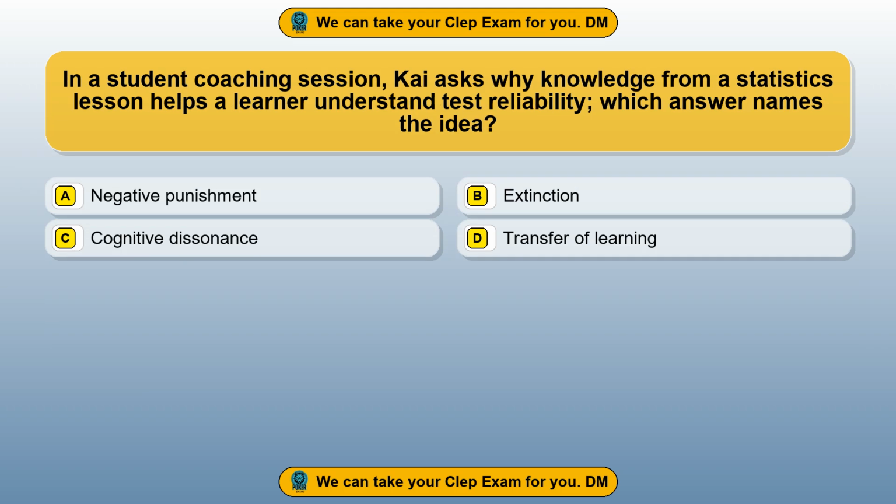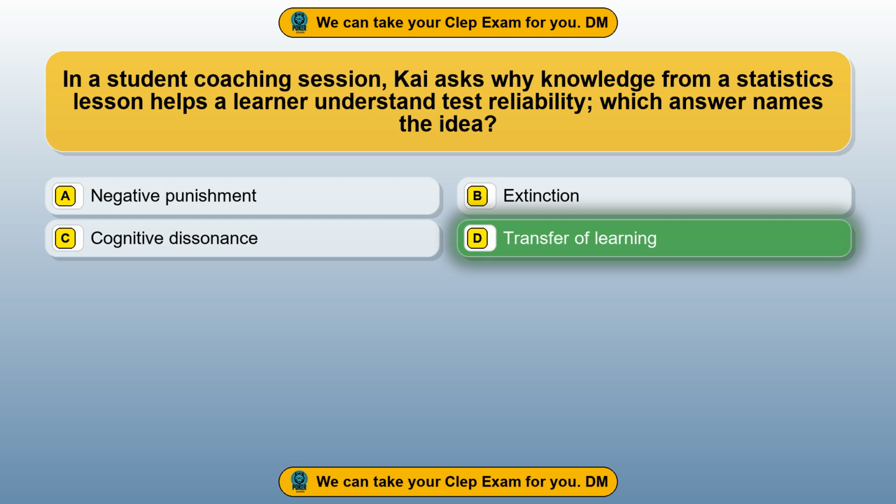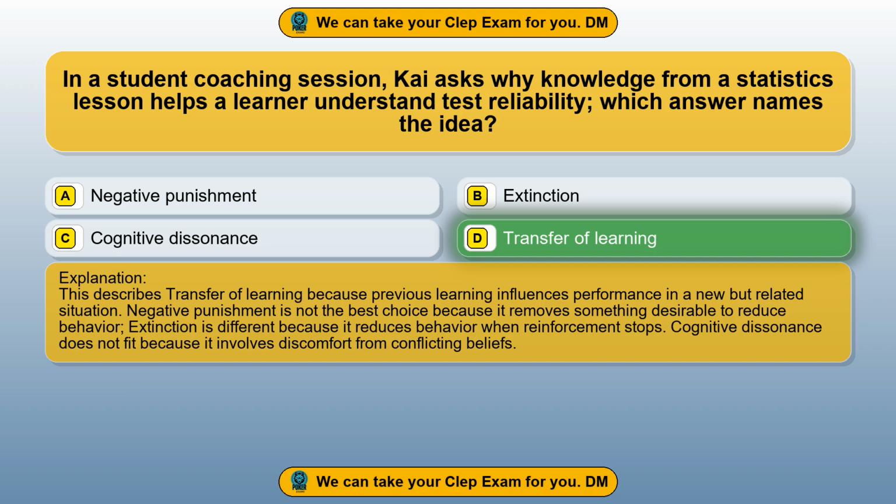Question 42. In a student coaching session, Kai asks why knowledge from a statistics lesson helps a learner understand test reliability. Which answer names the idea? Option A, negative punishment. Option B, extinction. Option C, cognitive dissonance. Option D, transfer of learning. The correct answer is option D, transfer of learning. This describes transfer of learning because previous learning influences performance in a new but related situation.